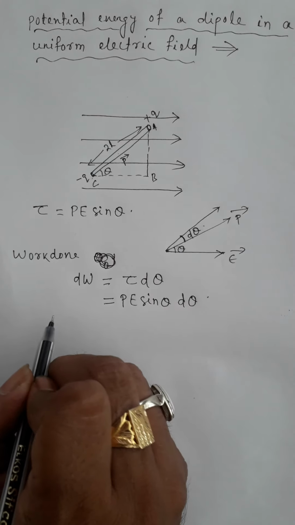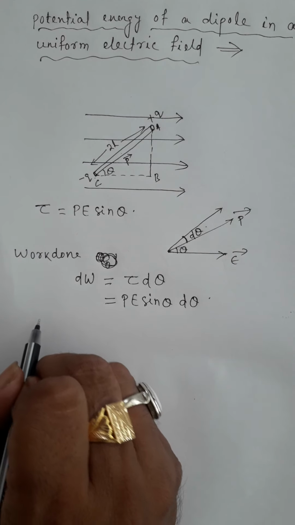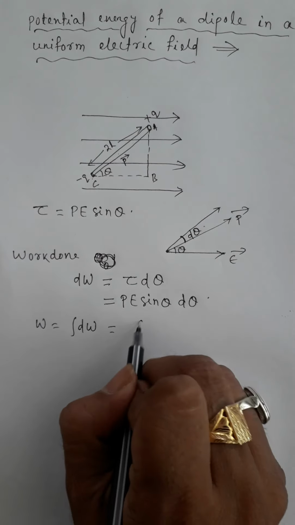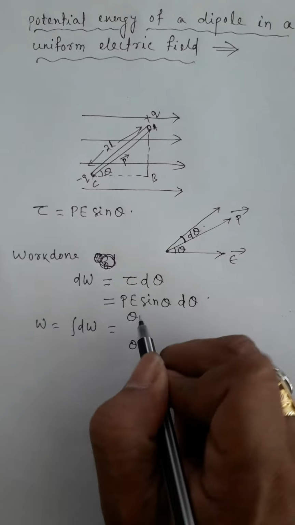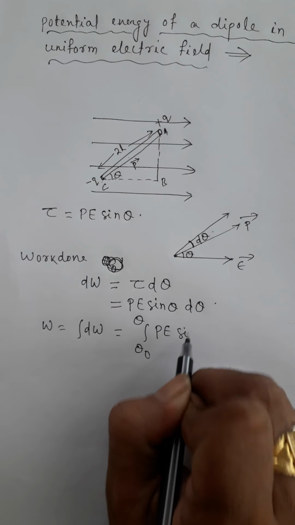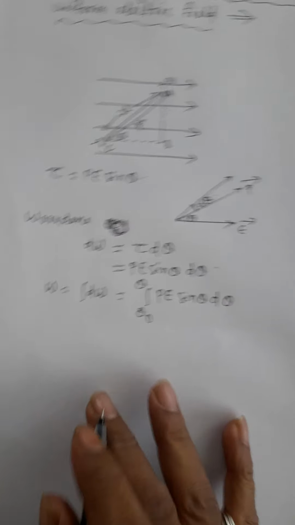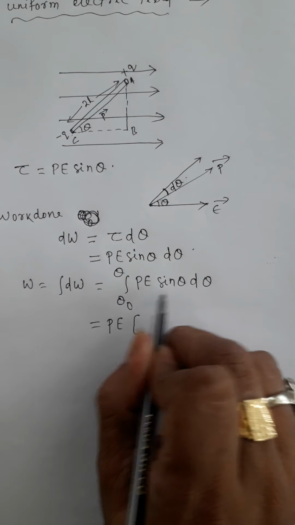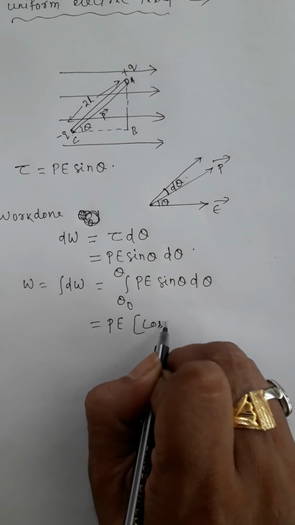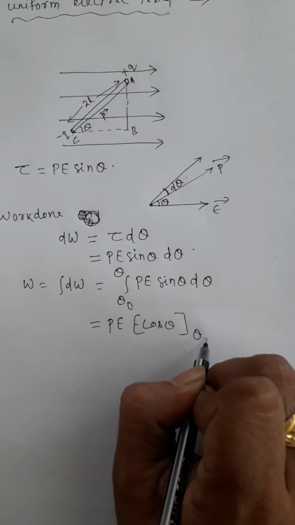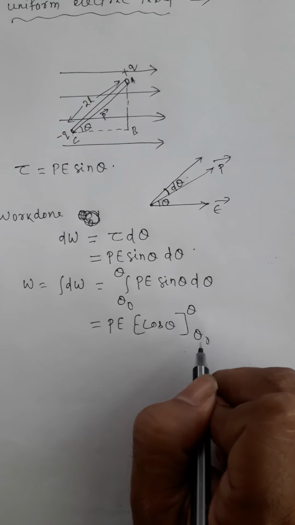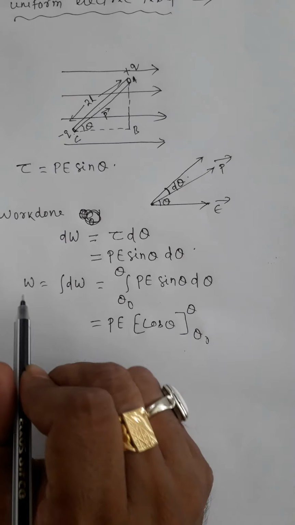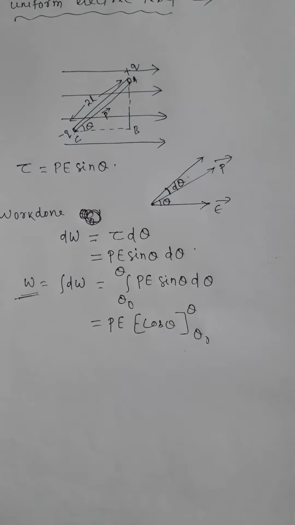So total work done will be the integration. If we integrate both sides, then total work done W is equal to the integration of dW, that is, from theta 0 to theta, pE sin theta d theta. So it will be pE, and the integration of sin theta is minus cos theta, from theta 0 to theta. This is the initial orientation, and this is the final orientation. This work is stored as potential energy of the dipole.